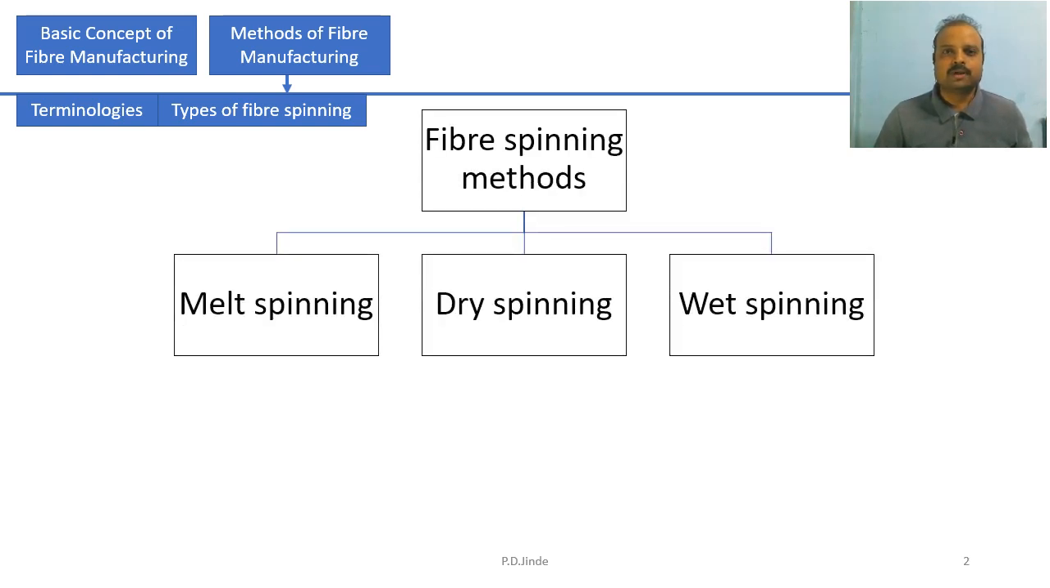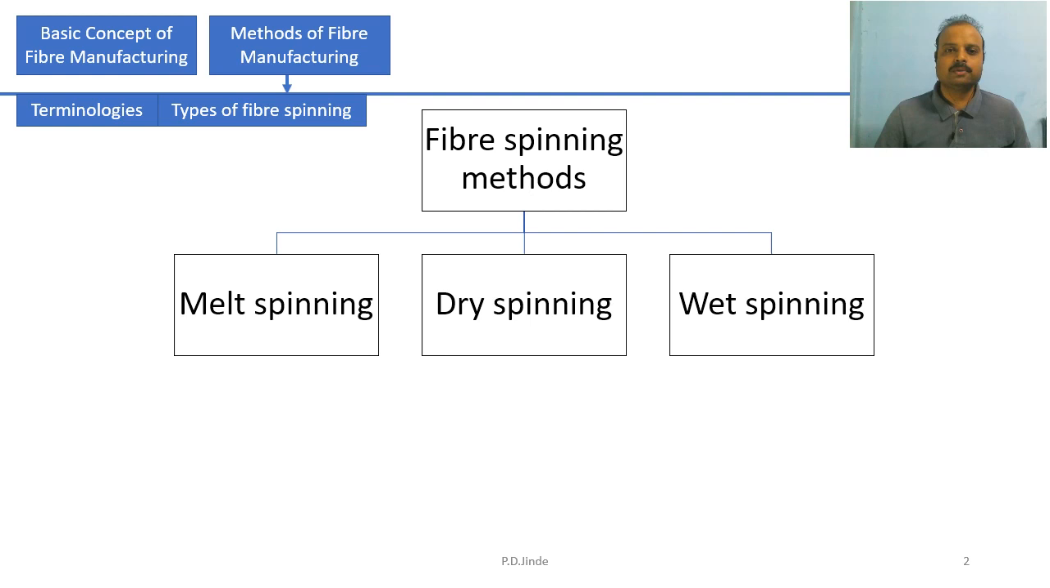Different types of fiber spinning. Earlier I told you the fiber spinning terminology. Fiber spinning is nothing but the creation of filaments from a molten polymer. And in industry, molten polymer is converted into filaments by three methods. In this figure you can see there are three methods available: melt spinning, dry spinning and wet spinning.